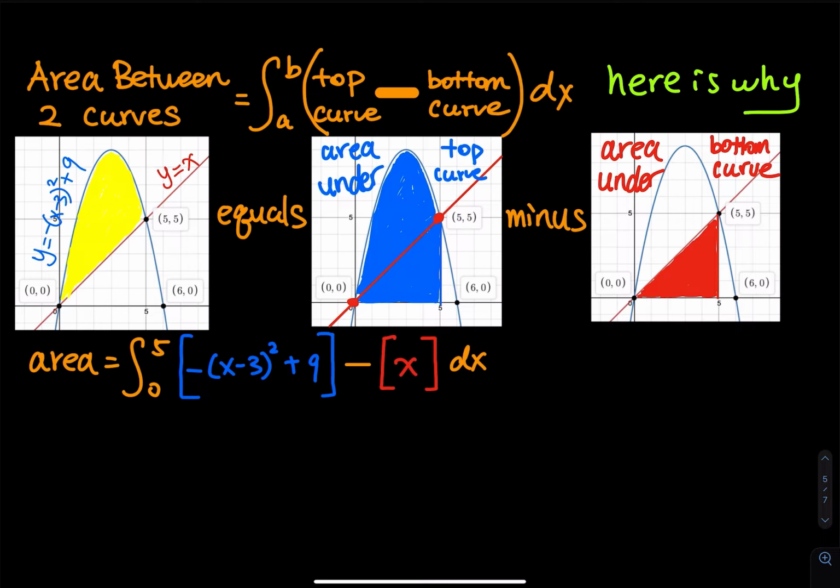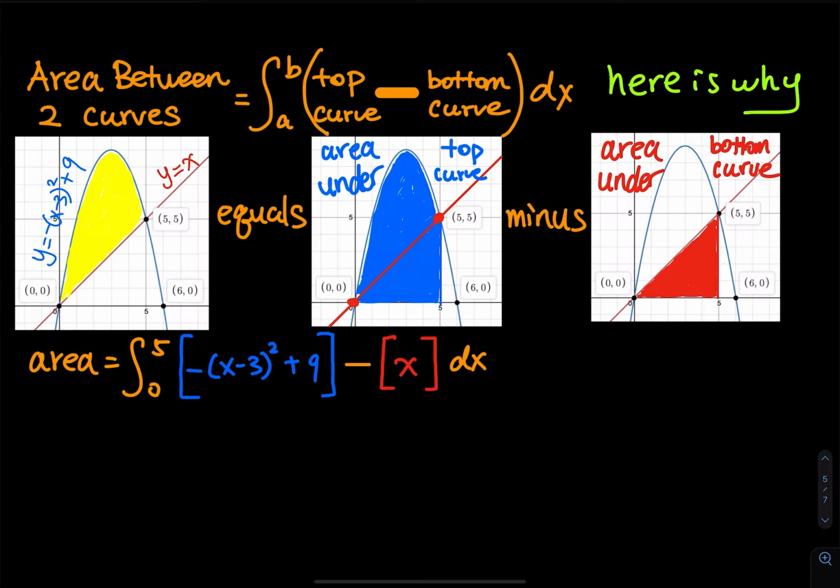So I am going to use two functions. The first one is a straight line, y equals x, and the next one is a parabola, y equals negative (x minus 3) squared plus 9, in blue. So the area between the parabola and the straight line is the yellow region. What I am trying to do is find this area. I want to find what the yellow region equals.